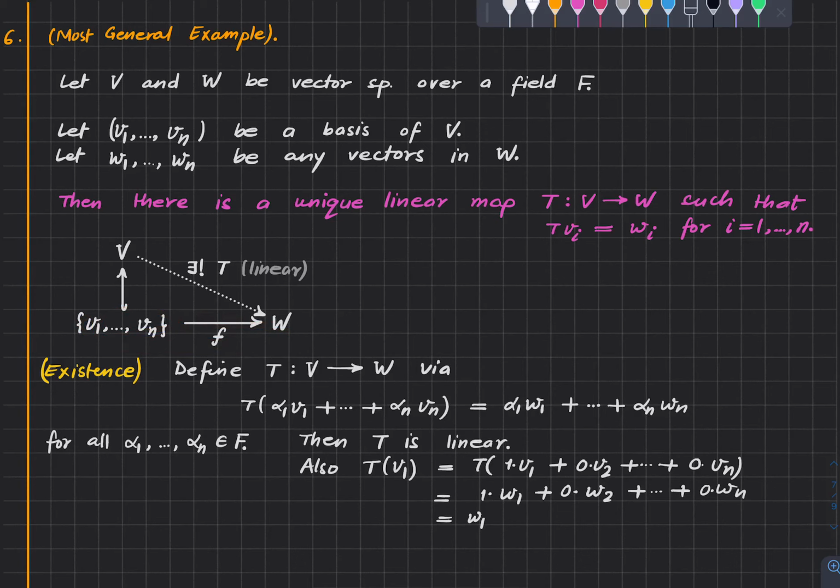What about uniqueness? Okay, let's see. That's also very, very clear. Basically, if you've already decided where v1 is going, there is only one choice. If v1 is mapped to w1 and v2 is mapped to w2 and vn is mapped to wn, and if T is linear, we are forced that this better map to that.